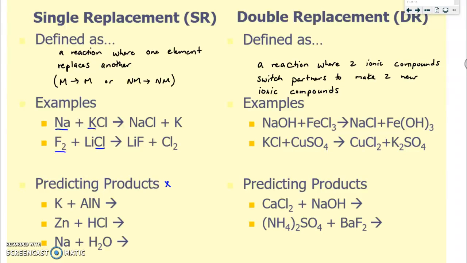Once again, as we predict these products, we're going to make the assumption that the product we produce is ionic. So we know in this first example that K is going to replace the Al. So Al is going to be alone. And then for the other 2 elements, I have to cross my charges. So K is +1, nitrogen is -3, so the product would be K3N. Please pause the video and try the other 2. It's important to remember that zinc has a +2 charge.